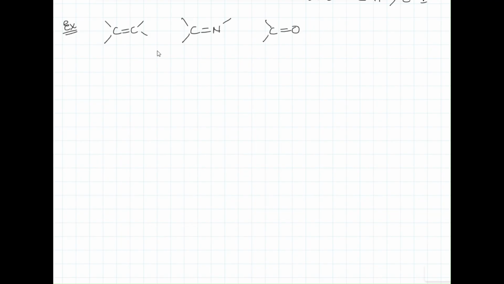Example: in A, B, and C, which one will be the HOMO? Give the order of donor ability and give the order of acceptor ability. In A, B, C, give the order of donor ability. Let us discuss this example.